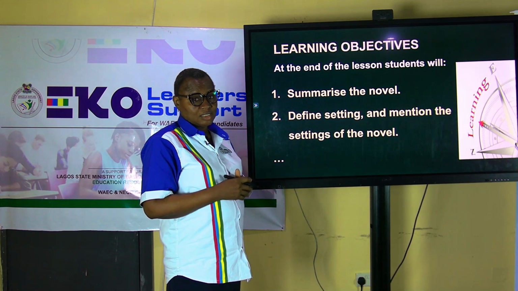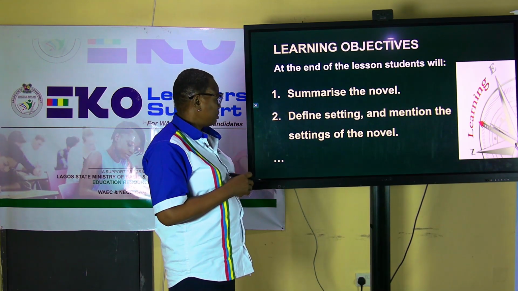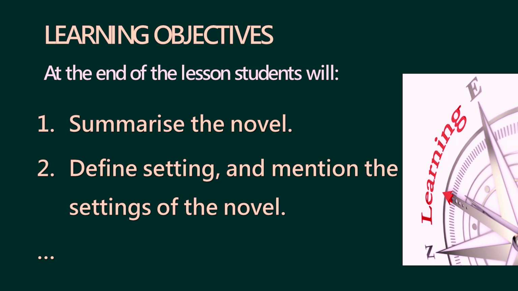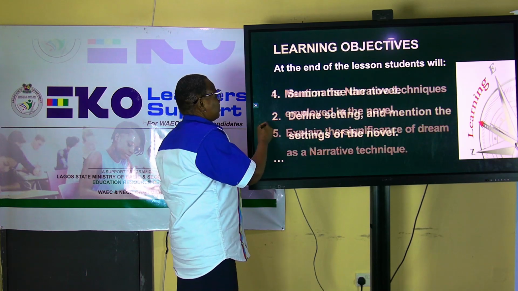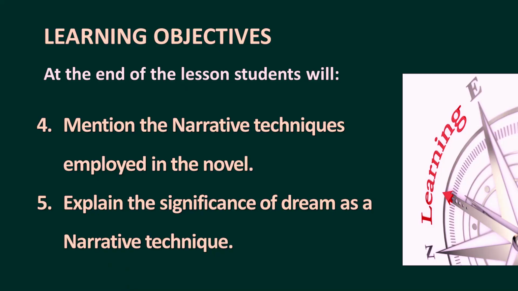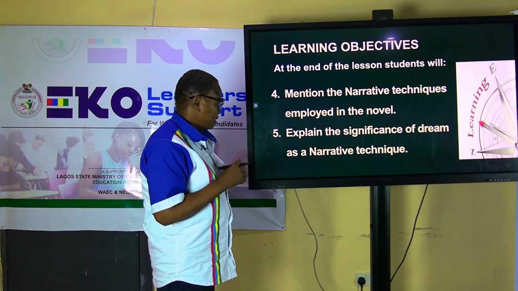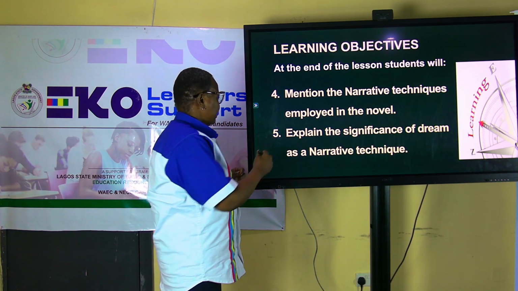At the end of the lesson, this is what we would like to achieve. Number one, to summarize the novel, define setting and mention the setting of the novel. Mention the narrative techniques employed in the novel. Then number five, explain the significance of dream as a narrative technique.